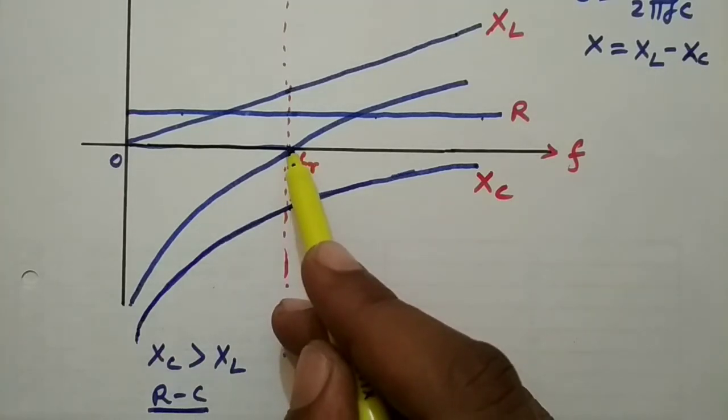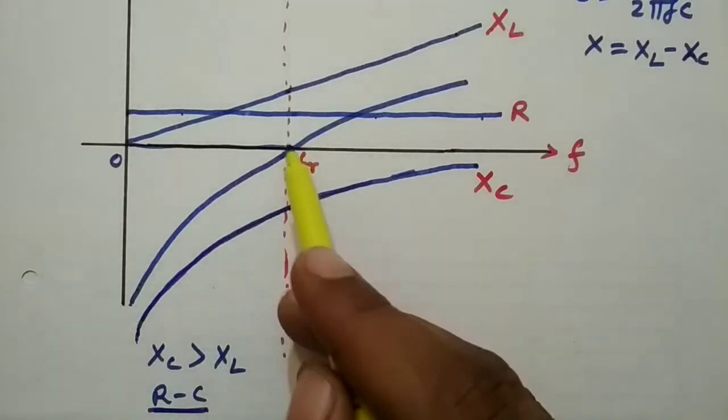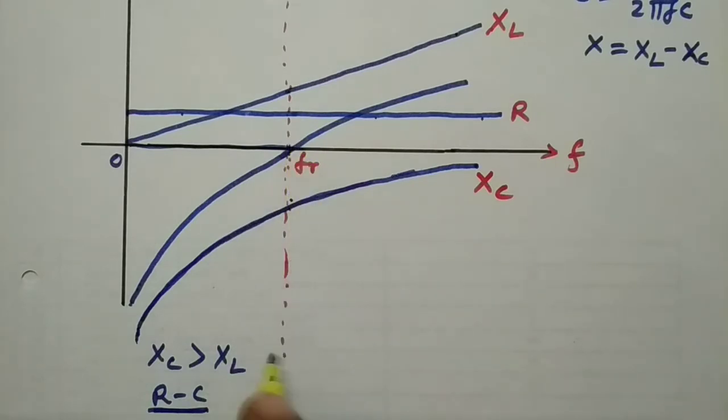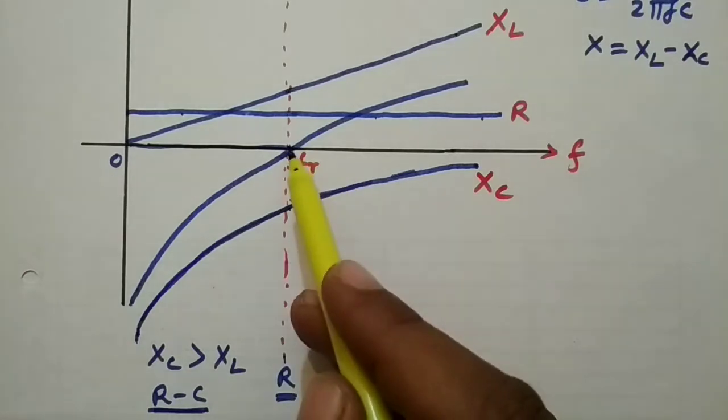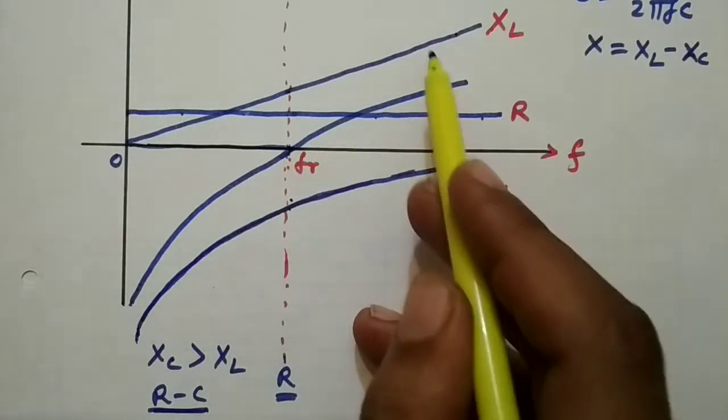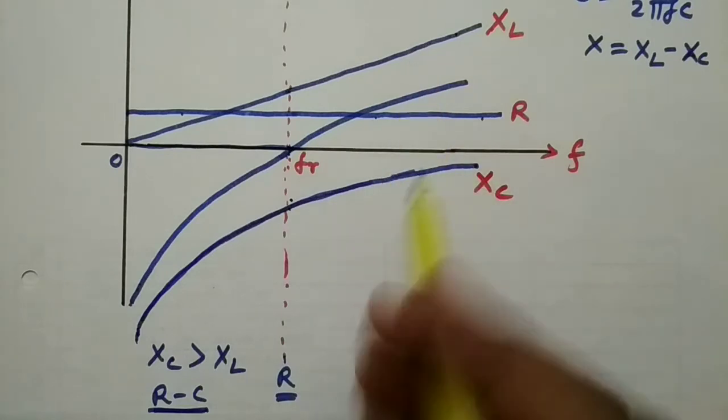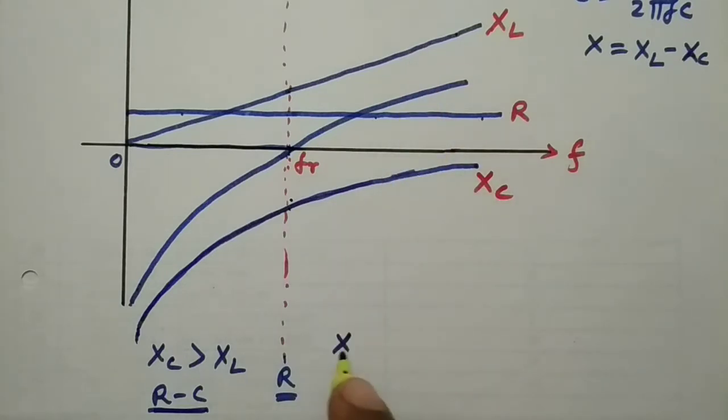At resonant frequency, both XL and XC will be equal, so the circuit will be purely resistive at resonant frequency. But after the resonant frequency, now XL will be greater than XC, so the nature of the circuit will be inductive. That means here XL will be greater than XC and the circuit nature will be resistive inductive.